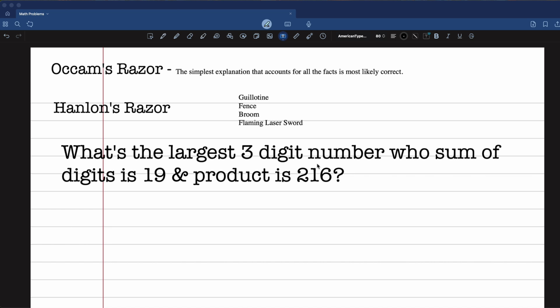So in logic, whenever you have an argument or a reasoning for multiple different ways of looking at something, Occam's razor is used as a way to tell you, hey, maybe the simplest one is probably the correct one. You don't need to go in a complex, circuitous way to achieve your goals. There's also Hanlon's razor. There are different kinds of other razors. There's also a guillotine, a fence, a broom, an Occam's broom, as also a flaming laser sword.